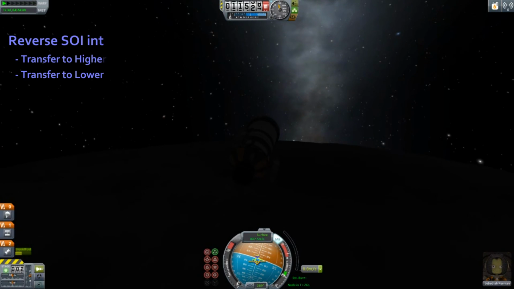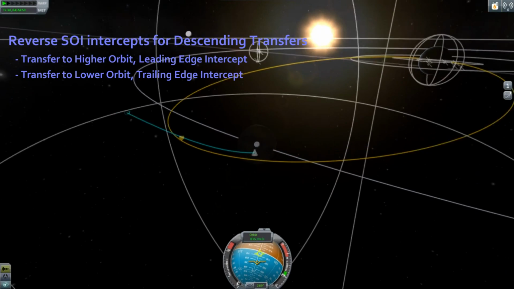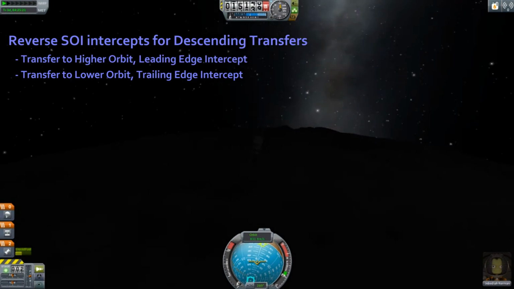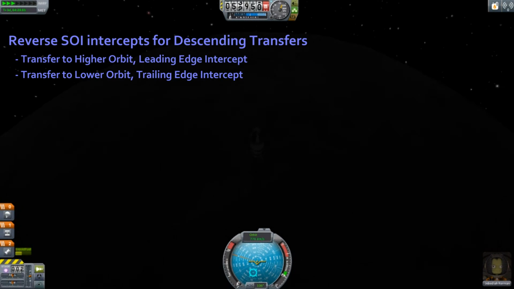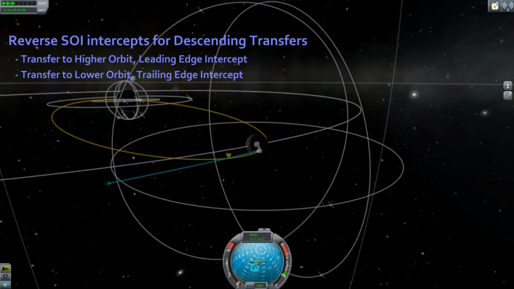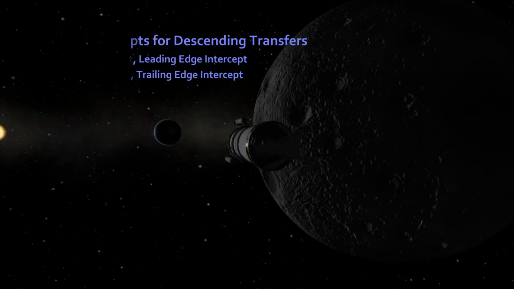We talked about how the SOI intercepts happen at the AP, where the spacecraft would intercept the SOI along the leading edge as the planet or moon would be traveling faster. For transfers down to lower orbits where the spacecraft is approaching its PE near the target, this is reversed, and the spacecraft will likely be going faster than the target planet and slam into the SOI somewhere along the back half.